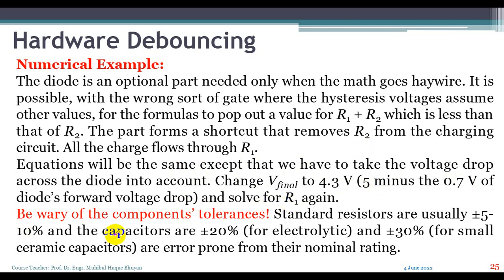Be wary of the components' tolerance. Standard resistors are usually plus or minus 5 to 10%, and capacitors are plus or minus 20% for electrolytic and plus or minus 30% for a small ceramic capacitor, so they are error prone from their nominal rating.